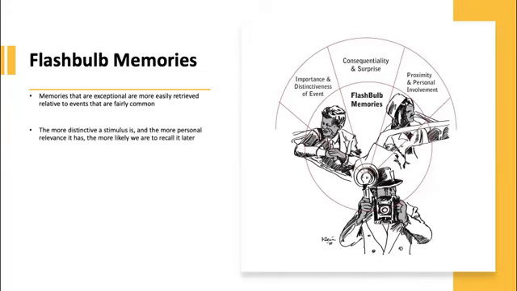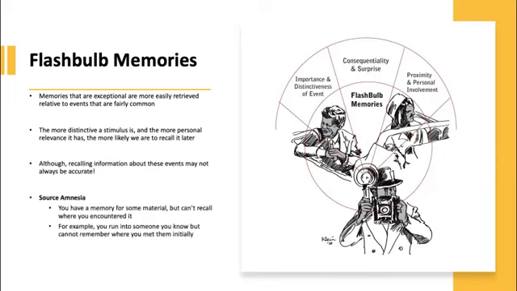But as I mentioned before, recalling information about these events may not always be 100% accurate. Source amnesia can occur where you have a memory of something, but you can't really remember where you encountered it. So you remember the information, but you don't really remember everything surrounding that information or how you learned it. I've given this example before, but this is an example of source amnesia.